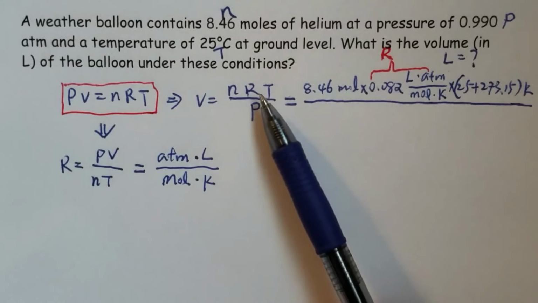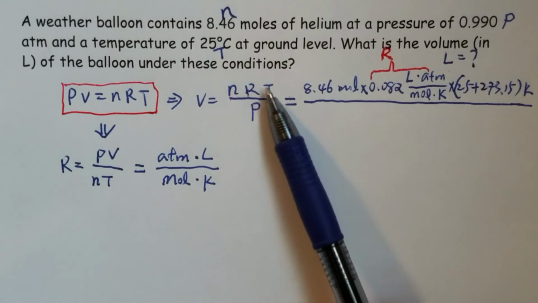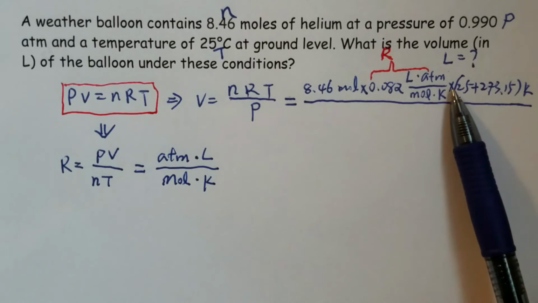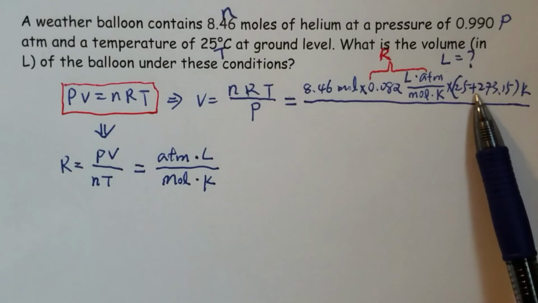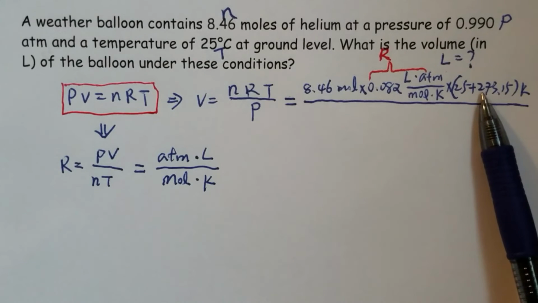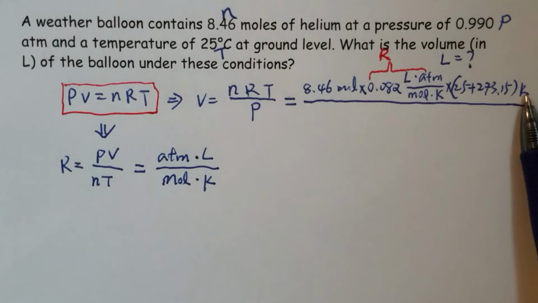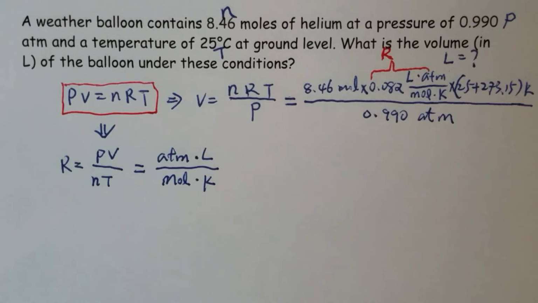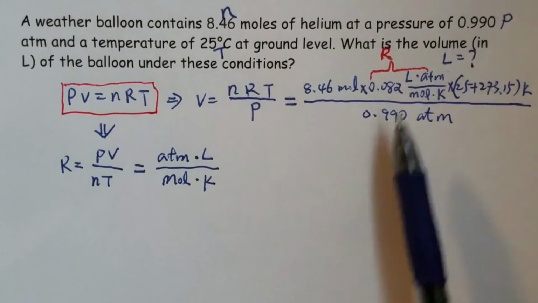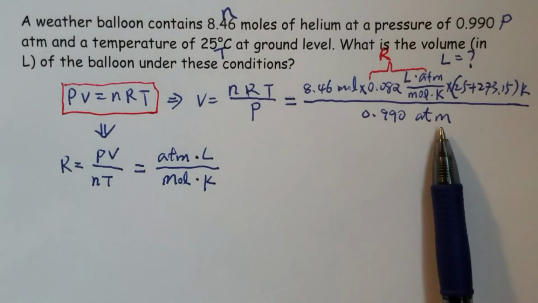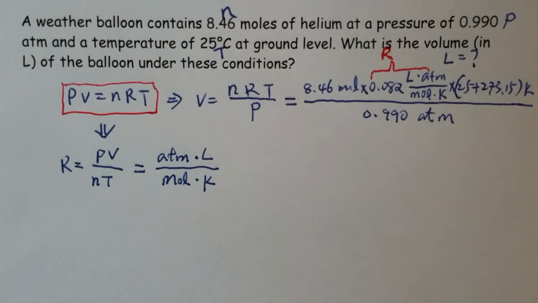Okay, so now nR, then also multiply by the temperature, 25 degrees Celsius. Again, you always convert that to Kelvin. Then divided by the pressure, which is 0.990 atmosphere.